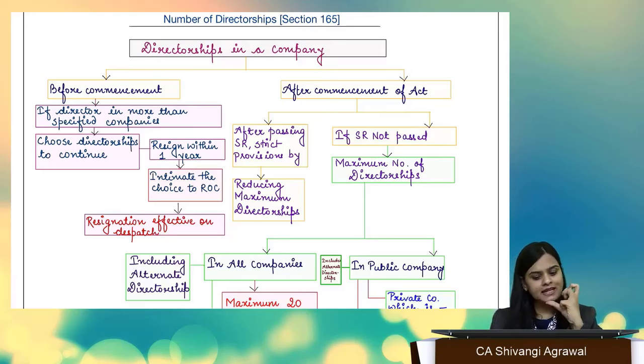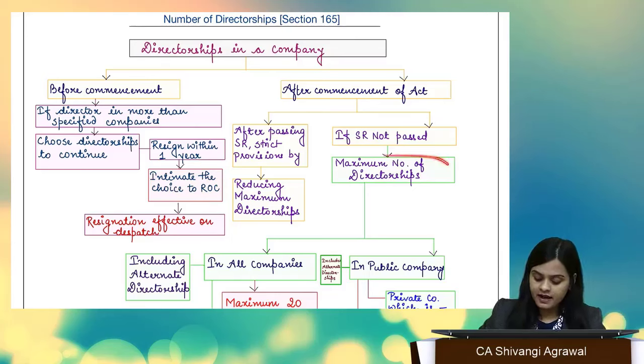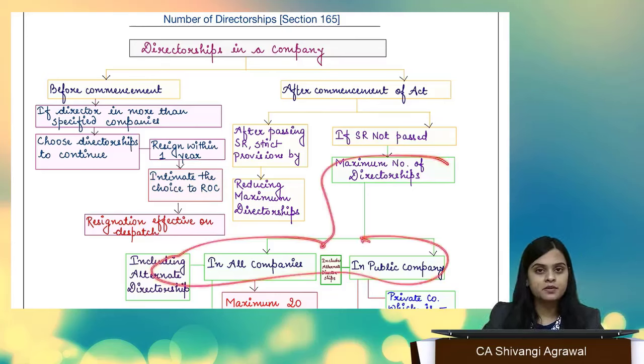When this provision came into picture, he has been given a time period of 1 year, that you choose in which companies you want to stay as a director, and the rest of the companies you have to leave. So you resign in the rest of the companies and you intimate your choices to ROC. Okay, fine, ma'am. But after commencement of the Act, this is going to be the maximum number of directorships.